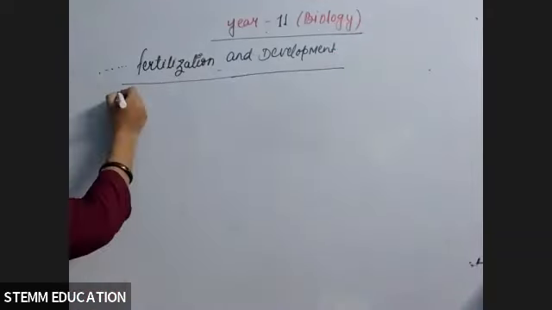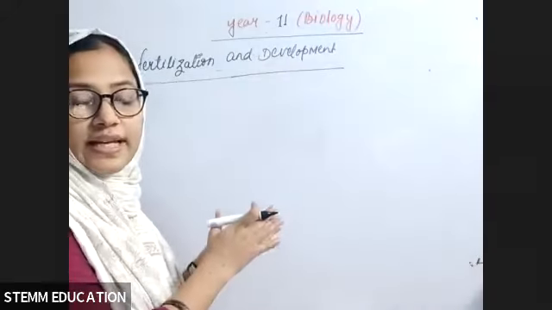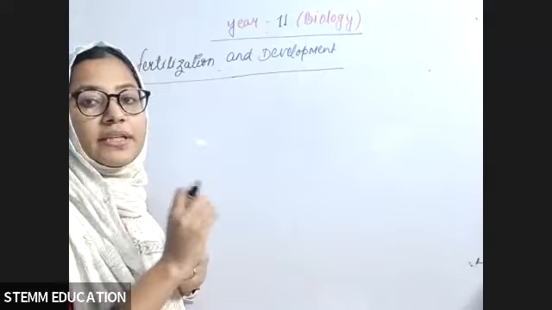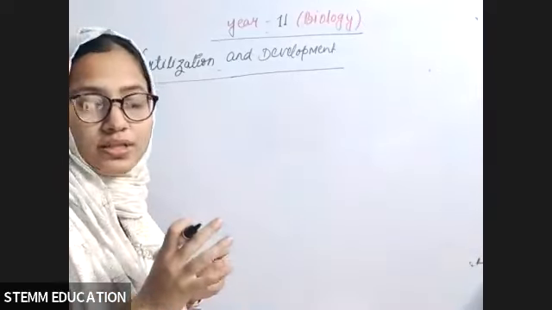The fertilization. What is fertilization? I have already explained and written several times that fertilization is the process of fusion. Fusion of what? Male and female gametes. Fusion of male and female gametes is known as fertilization. After fusion of male and female gametes, it forms a zygote, right?